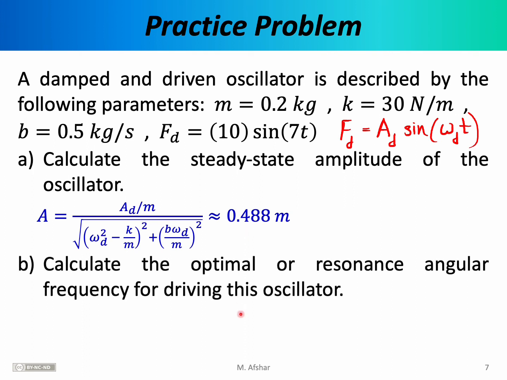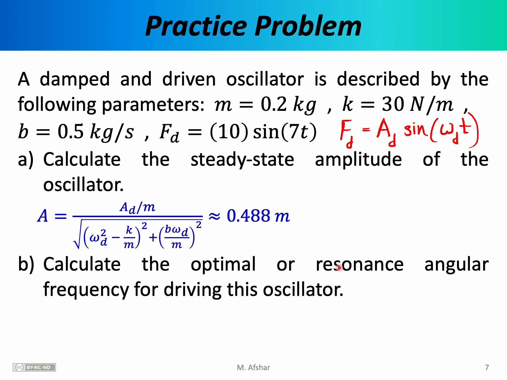Part B of the same problem asks us to calculate the optimal or resonance angular frequency for driving this oscillator. What we have seen is that when we drive this oscillator with an angular frequency of 7 radians per second, then the amplitude is 0.488. So the question now is, can I get a bigger amplitude?